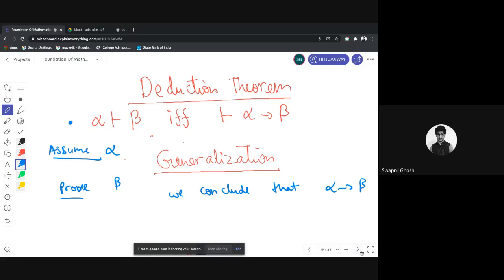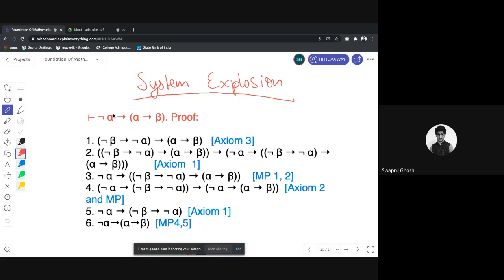Yeah. And now, this can be generalized. Sorry, I'll write the generalization. It says that if tau is a set of formulas, then tau turnstile alpha implies beta if and only if tau union alpha turnstile beta. Over here tau was basically the null set. Now I'm going to talk about a thing called system explosion, and I'm going to end with this.